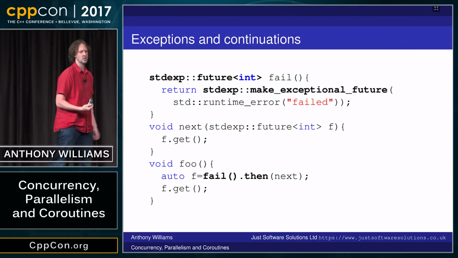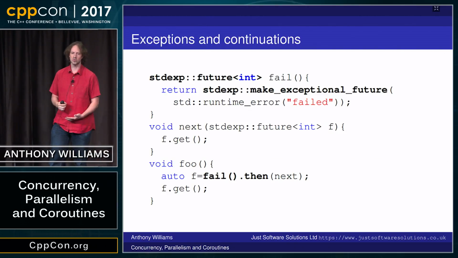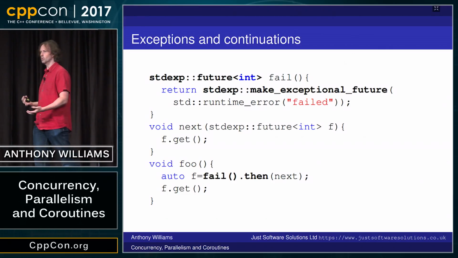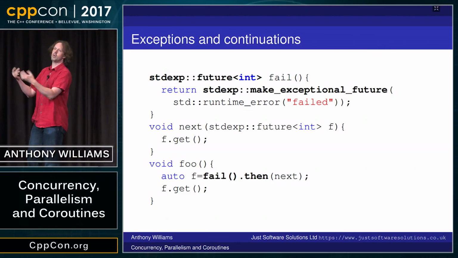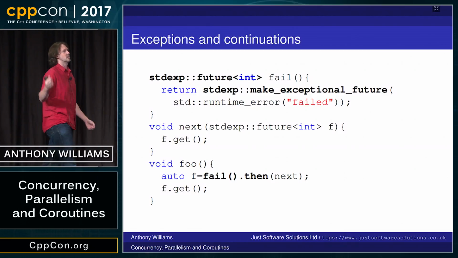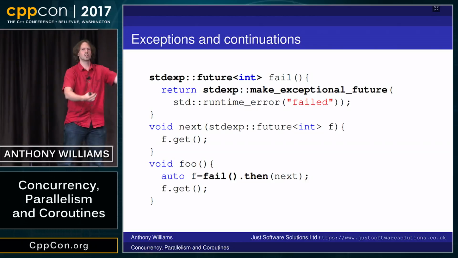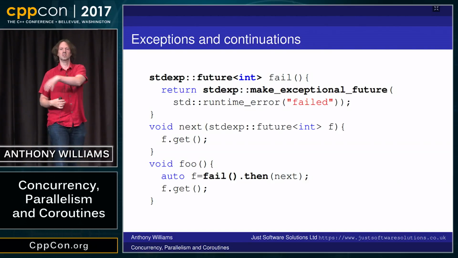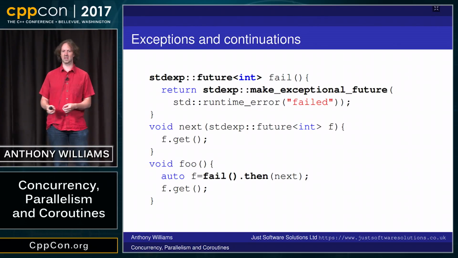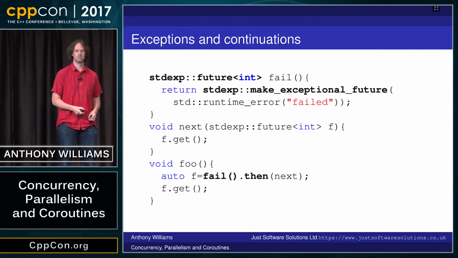If the future contains an exception, then the exception gets stored in the future that's passed to the continuation, and like normal futures, if you then call get, it will throw. So the concurrency TS has this nice function, make exceptional future, which directly stores the exception in the future, so you don't have to try and catch and store a value directly or use promise.setException or anything. You can just have a future that already contains an exception.